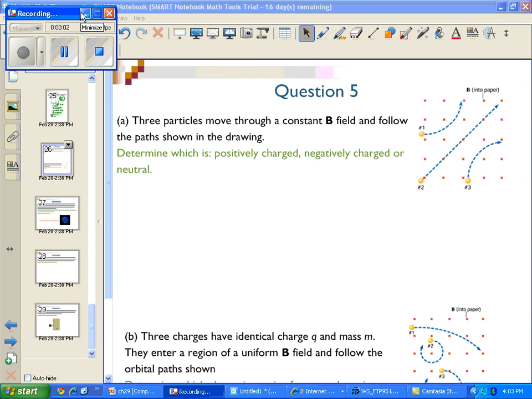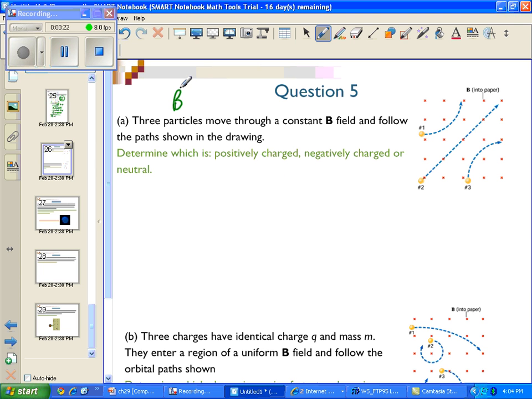Welcome to the second part of the problem-solving section of Chapter 29. Let's begin where we left off with question 5. Here we are given 3 particles that move through a magnetic field which has a constant value and is directed along the negative k hat direction.